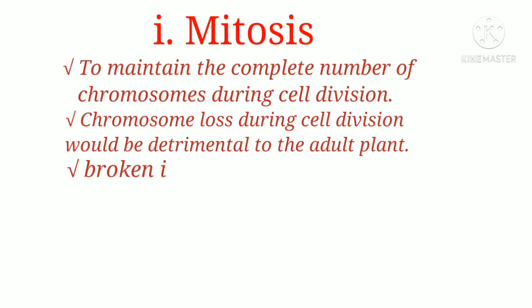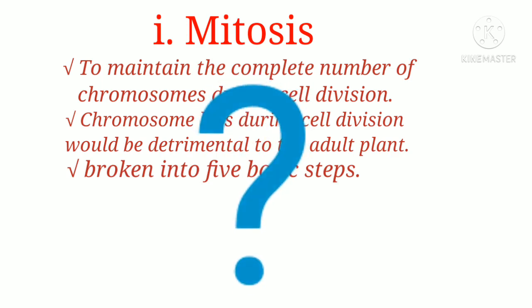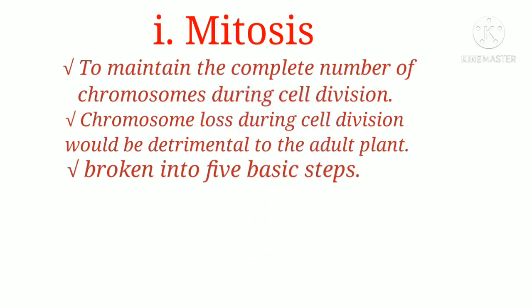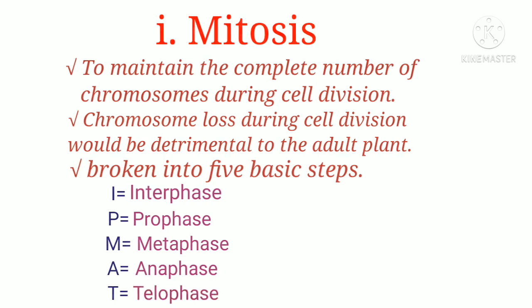Mitosis can be broken into 5 basic steps, in which each is defined by the organizational state of the chromosomes. What are they? Yes, the 5 basic steps of mitosis are IPMAT, in which I represents interphase, P represents prophase, M represents metaphase, A represents anaphase, and the last stage, T, represents telophase. Let us see each of the stages one by one.